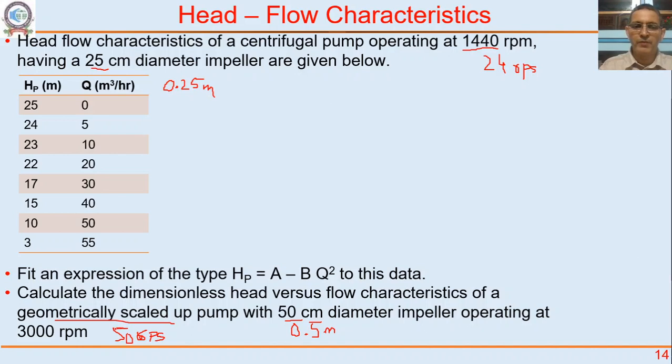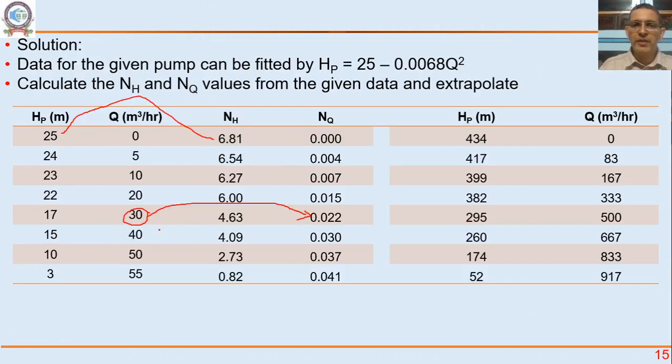This is 50 RPS, right? So using this NH, you can calculate head for a bigger pump. From here, how will you get this? This multiplied by N squared D squared divided by g. N is 50 squared, D is 0.5 squared, divided by g, you will get the head.